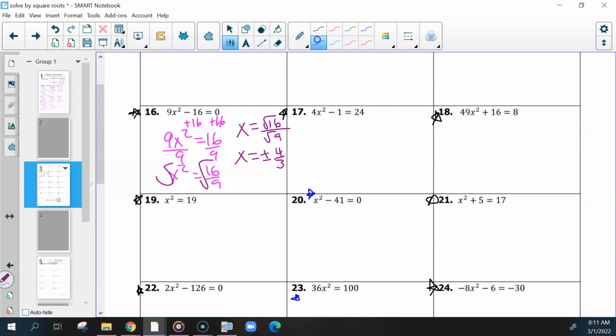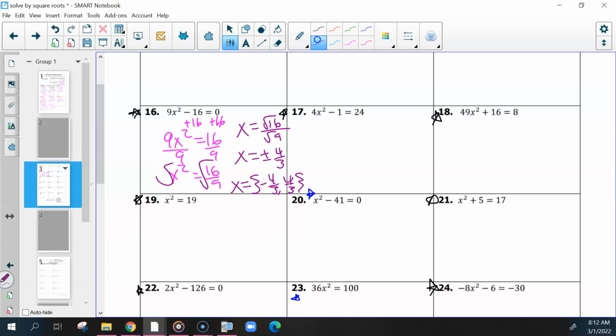Yes, you would get a fraction or a decimal. Leave it as a fraction. Make sure you still have your plus or minus. And then you would have the solution set -4 over 3 and +4 over 3. Yes.